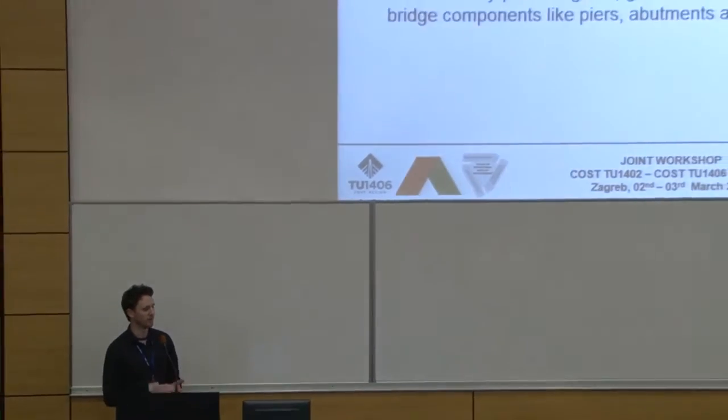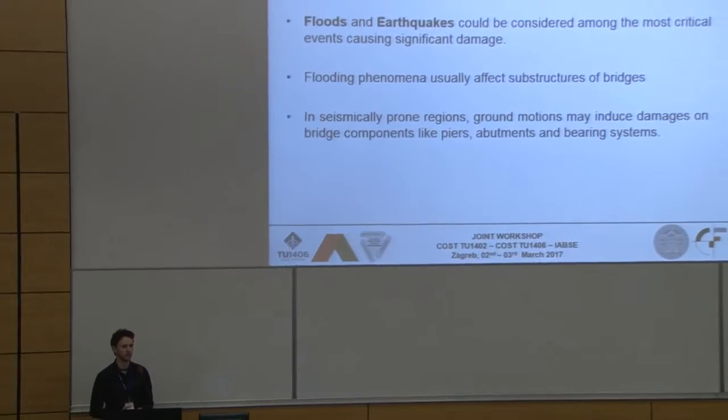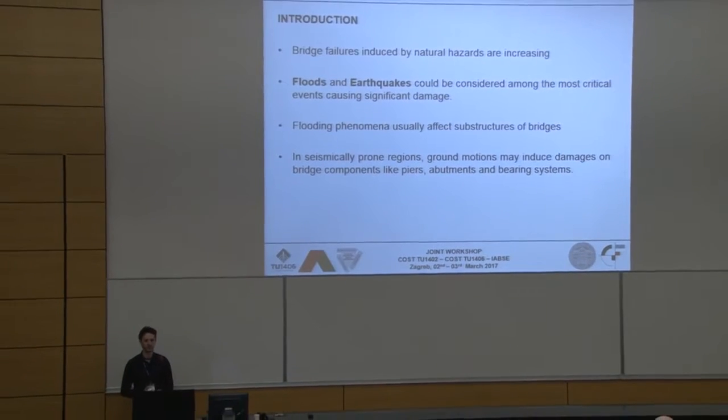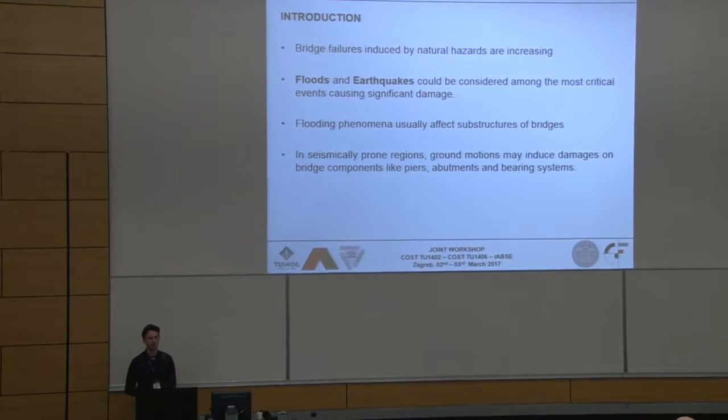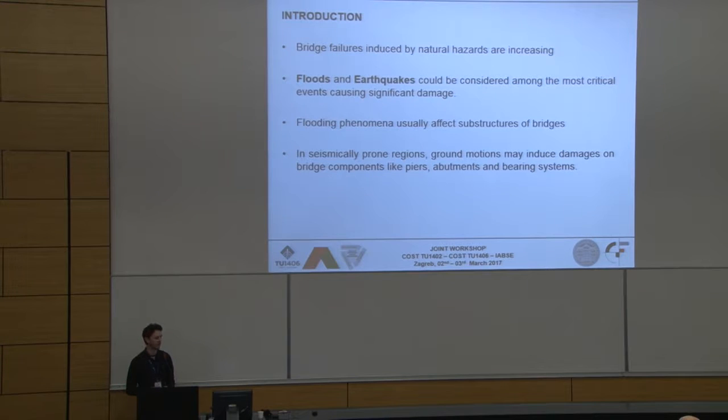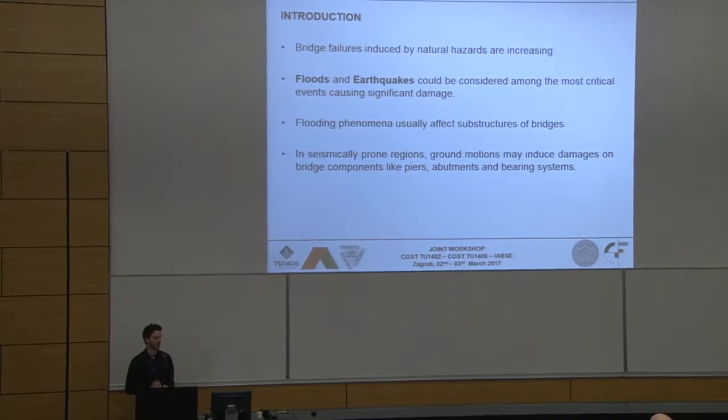So just a small introduction to it. Bridge failures which are induced by natural hazards tend to be increasing. This is a function of the aging bridge stock internationally and climate change effects and other such effects that are making these failures occur more frequently. So this contribution looks at flooding and earthquakes, so flood-induced scour and earthquake effects and their combined actions, and how they can be considered quite a critical load case for damage causing.